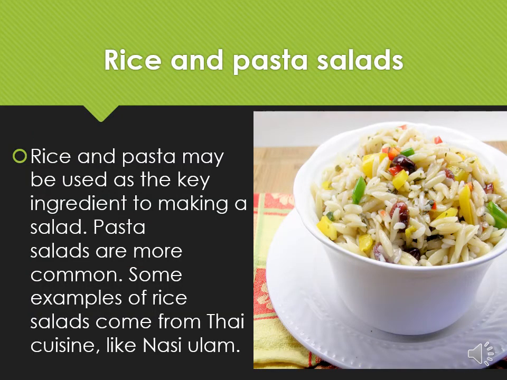The next is a rice and pasta salad. Rice and pasta may be used as the key ingredients to make a salad. Pasta salads are more common. Some examples of rice salads come from Thai cuisine, like nasi ulam. This is a picture of the nasi ulam.